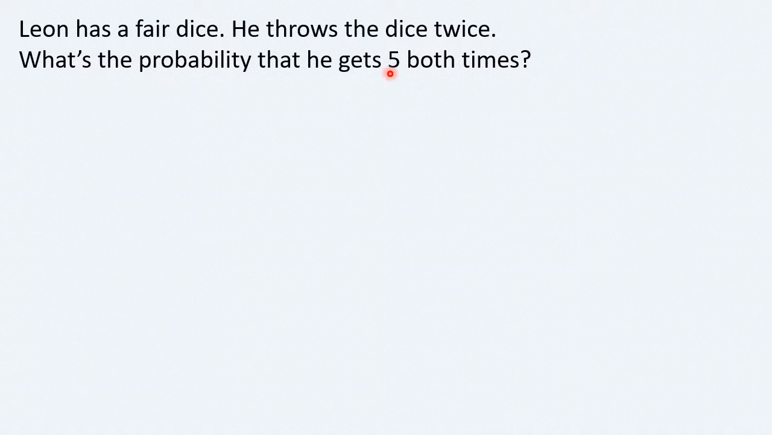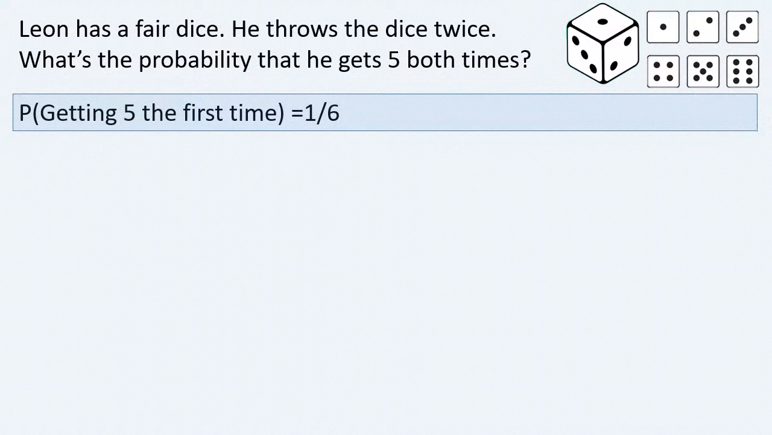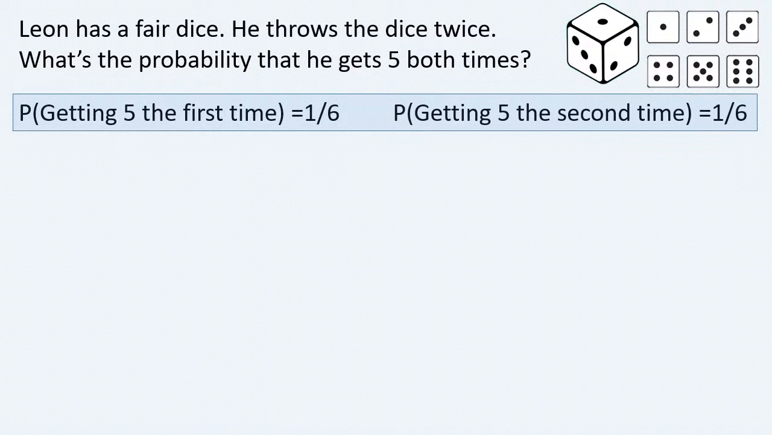Now let's have a look at a dice. The dice has 6 faces, and if we would like to get 5, this means that we are looking at 1 out of these 6 faces. So the probability of getting a 5 the first time is 1 over 6, and the probability of getting 5 the second time is also 1 over 6.